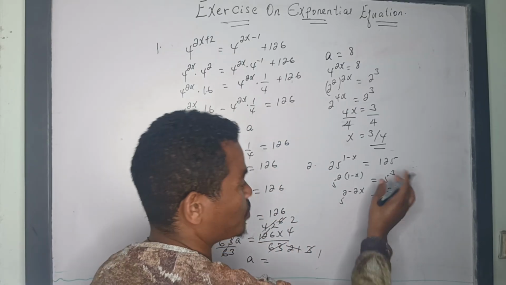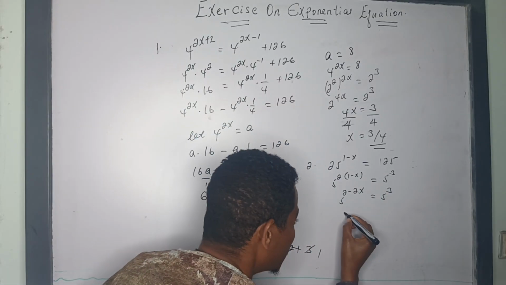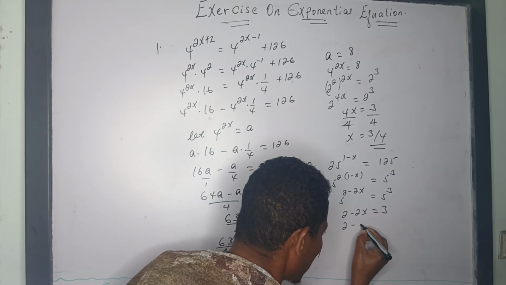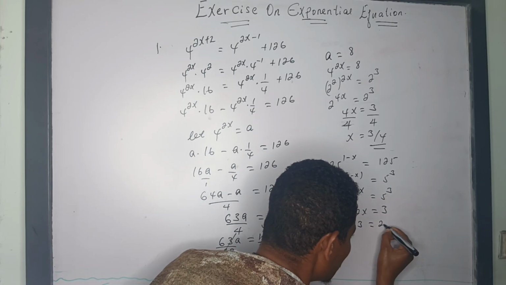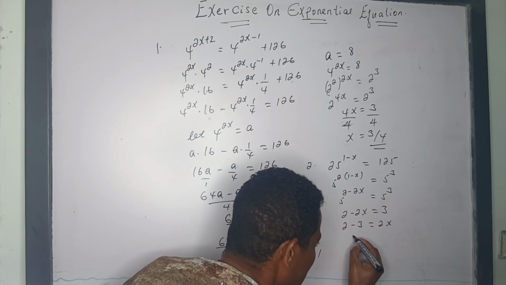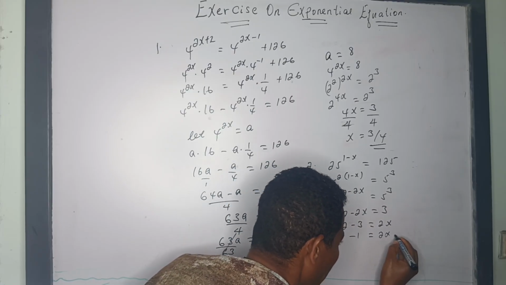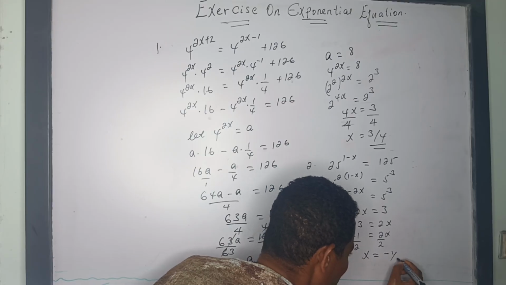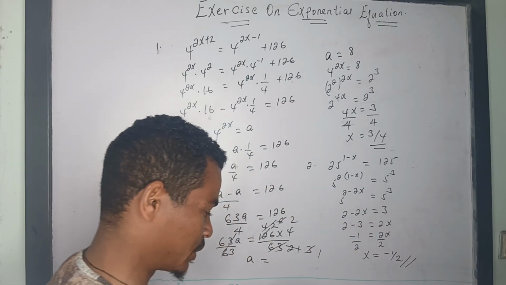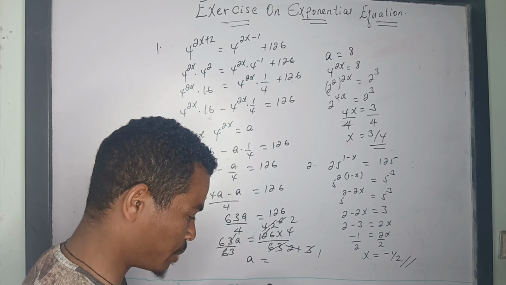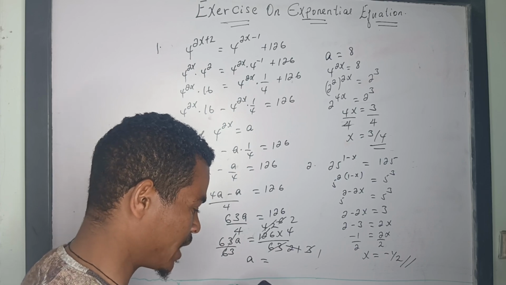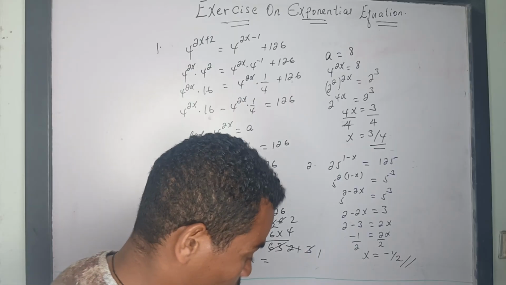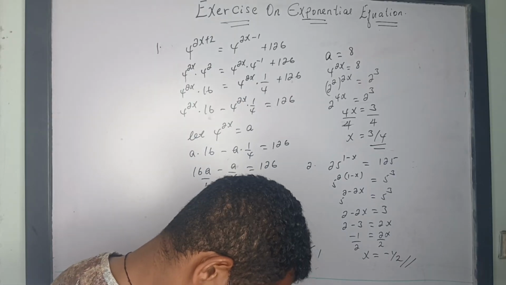The bases are equal, so the exponents must be equal. That means 2 minus 2x is equal to 3. 2 minus 3 is equal to 2x, and 2 minus 3 is minus 1, which is equal to 2x. Both sides divided by 2, so the value of x is equal to minus 1 over 2. The options are a) 1 over 2, b) 1 over 4, c) 3 over 2, d) minus 1 over 2, so the answer is d, which is minus 1 over 2.